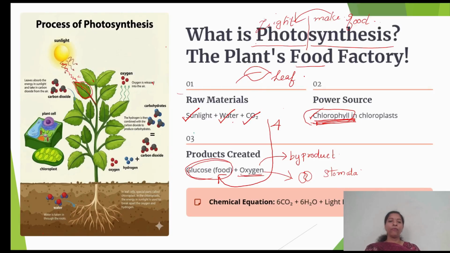Yes, water. From where are we getting water? We are getting water from the soil. And who is absorbing that? Roots. And through the roots, water will be absorbed, and through the vascular system, that is xylem, this water will be taken throughout the plant body, right? And the water will reach the leaves also.